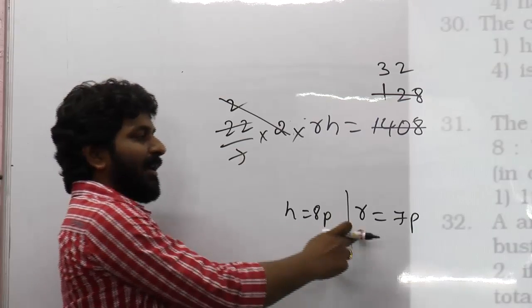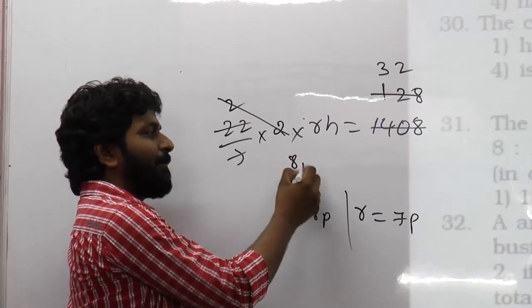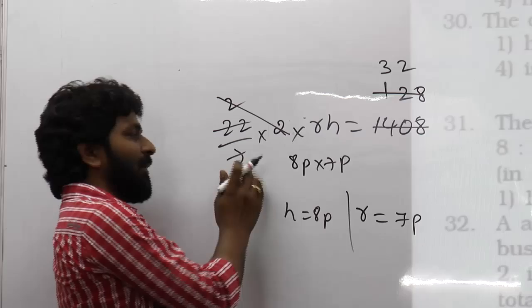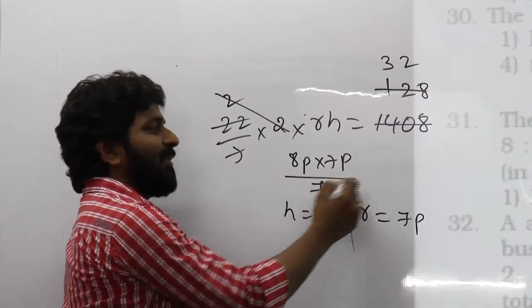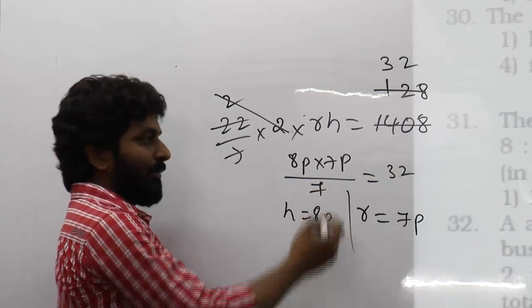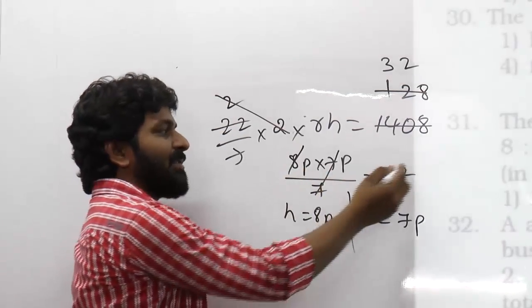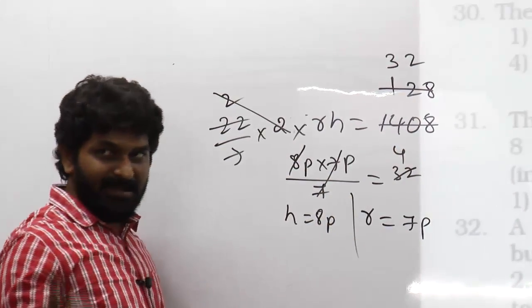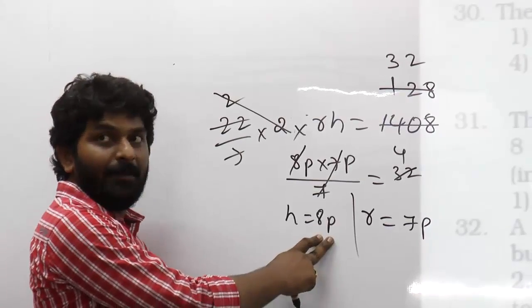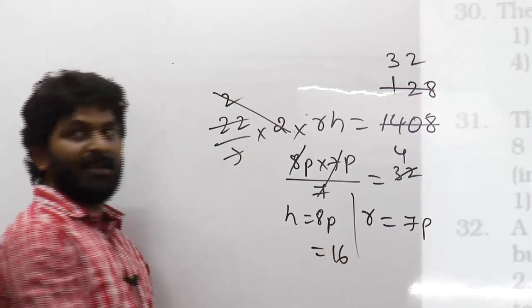Height is 8 parts, radius is 7 parts. So 8p into 7p divided by 7 is equal to 32. 7, 7 cancel. P square is equal to 4. P is equal to 2. 8p is equal to 16. So height is 16.